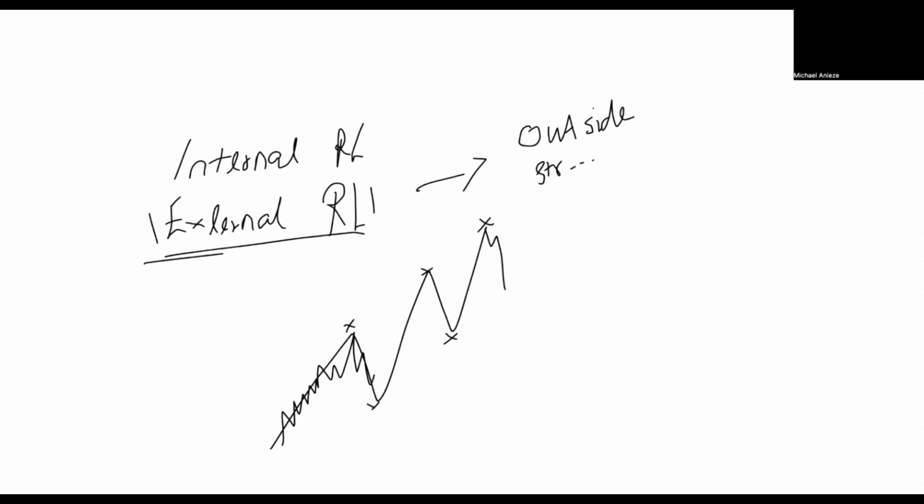Now, I want to show you something. If you're looking for external points or external structures, a swing point only becomes a swing point when price does what? When price takes out an external point, when that swing point takes out another swing point, right? And let me show you.